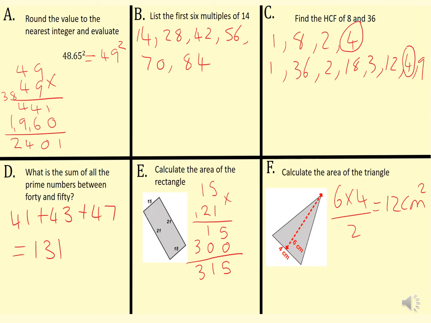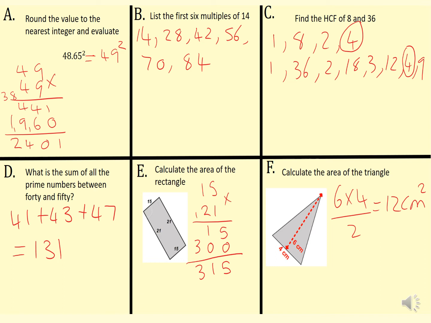For the first question, because we're asking for rounding to the nearest integer, you need to round 48.65 to the nearest integer. If you round it, you get 49, then you need to do 49 to the power of 2. Doing 49 to the power of 2 means you need to times 49 by itself, so you use column multiplication to do 49 times 49.